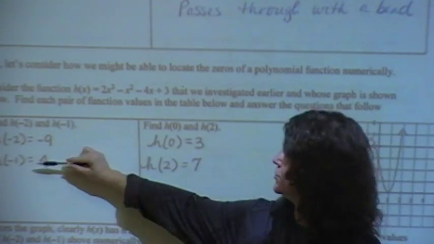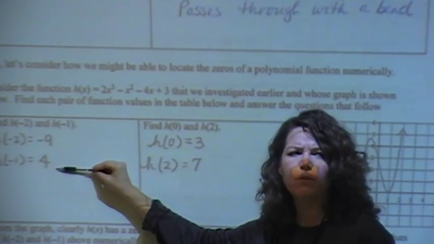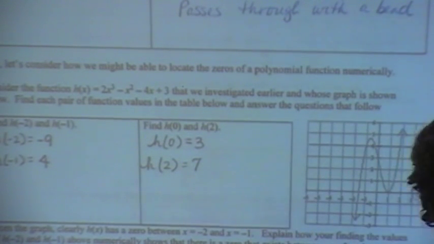Okay, so from the graph, you can clearly see that there is a 0 between these two numbers, between -2 and -1. But let's say we didn't have the graph. All we had was the table, or all we had was this set of ordered pairs. What shows you in those ordered pairs that there's a 0 between those two numbers?